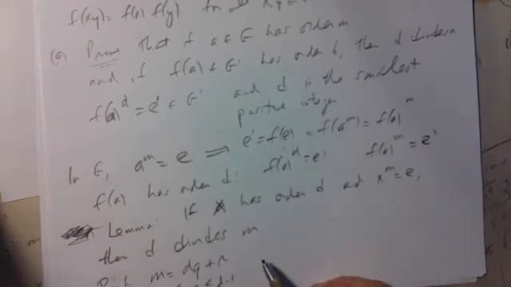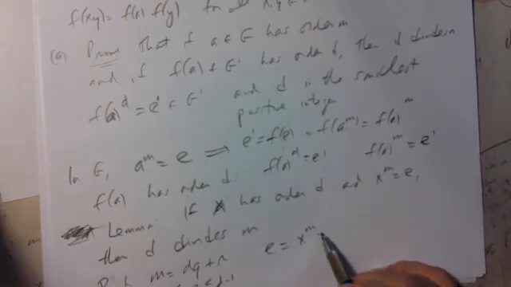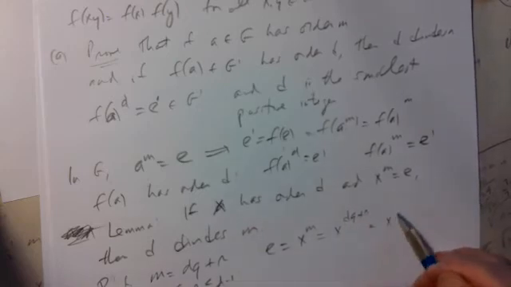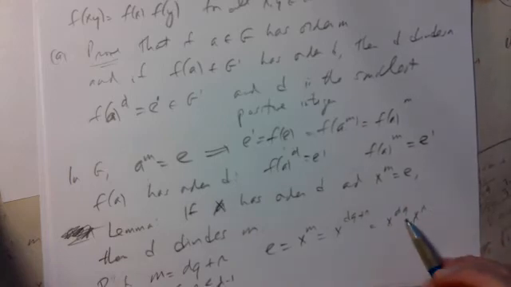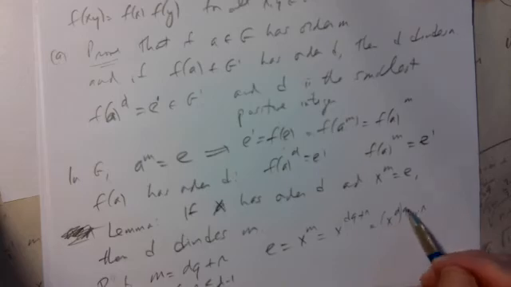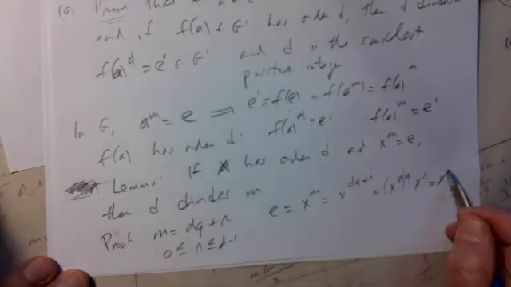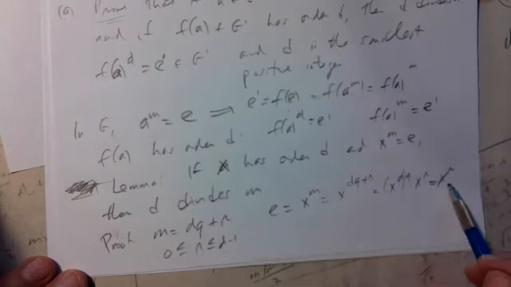By long division, you can write m as d times some quotient plus a remainder, where the remainder is between 0 and d minus 1. So the identity E, which is x to the m, that's x to the dq plus r. That's x to the dq times x to the r. X to the dq, that's x to the d to the q. This is x to the d, which is the identity. X is order d. So this is just equal to x to the r. So E equals x to the r.